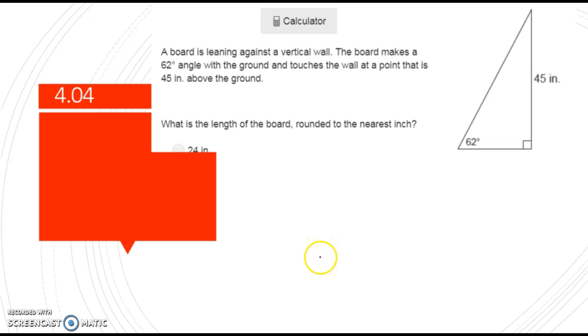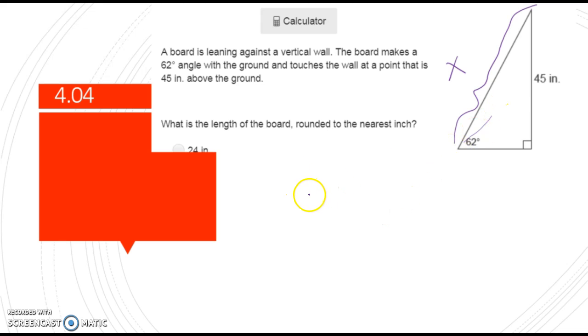Now this one says a board is leaning against a vertical wall. The board makes a 62-degree angle with the ground, touches the wall at a point that is 45 inches above the ground. What is the length of the board? The board is the hypotenuse here, because that's what's leaning against the wall. We'll call that x. Round to the nearest inch.